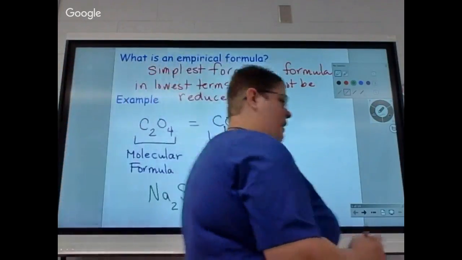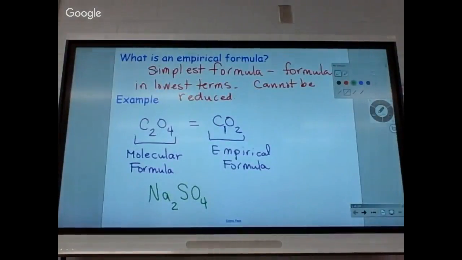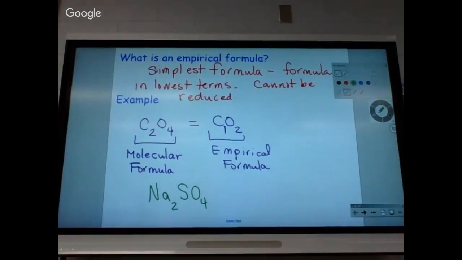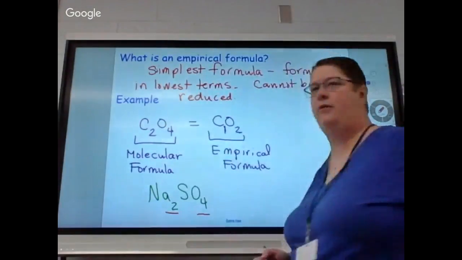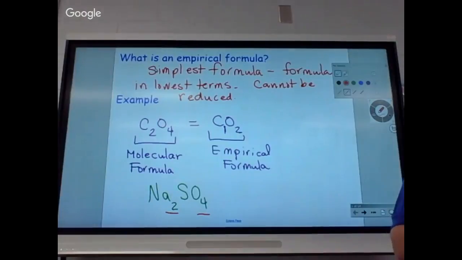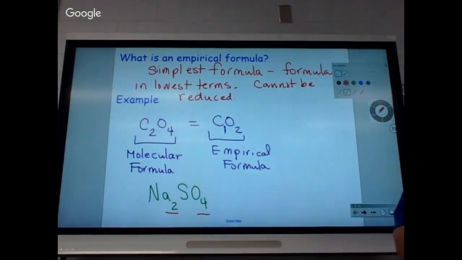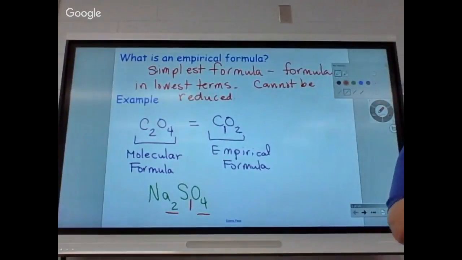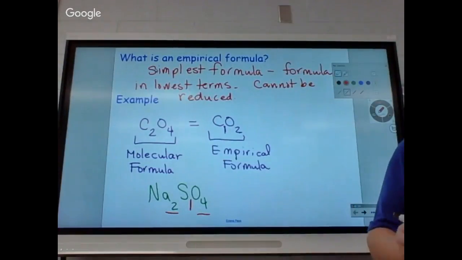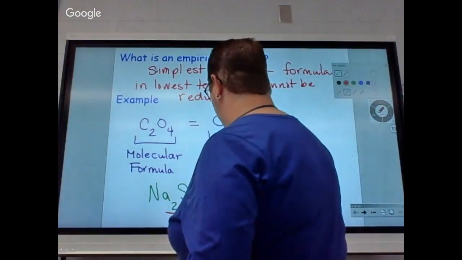Now, things that sometimes confuse students would be something like this one. When you look at Na2SO4, can Na2SO4 be reduced? Some people say no, which is correct, and some people say yes. The reason people say yes is because they look at the 2 and 4 very quickly and think, oh yeah, we can reduce the 2 and the 4. What are they overlooking when they say that? They're overlooking the 1 that's on what element? The S. Remember, you've got an S that has a 1 right there. So can you reduce a 2, a 1, and a 4? No. So this is already in lowest terms.